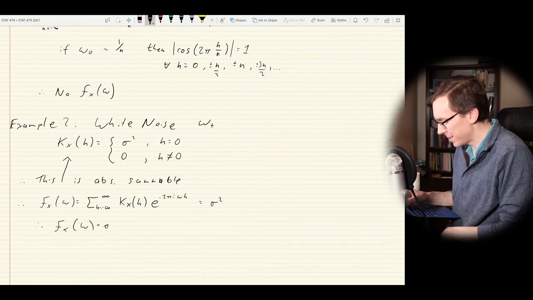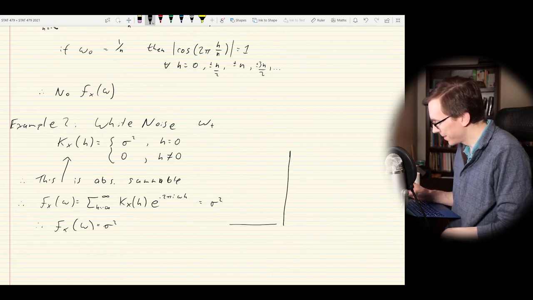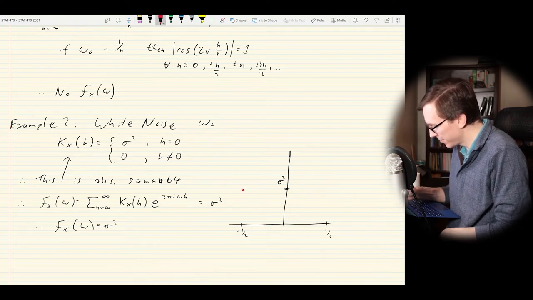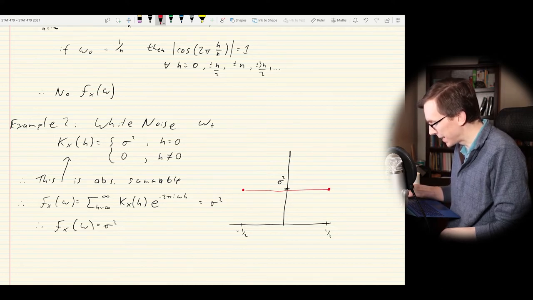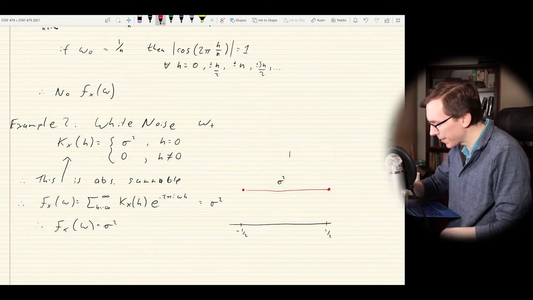This is just sigma squared. So our spectral density is going to be even less exciting than the last one. If we have our minus 1/2 and our plus 1/2, and we have some value sigma squared in here, then our spectral density is going to look, we'll do it in red, like this. Right across. I was supposed to go through the black line, but I didn't. So we'll move the black line and delete my other line in the process.